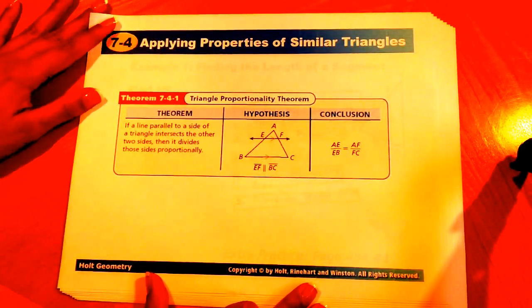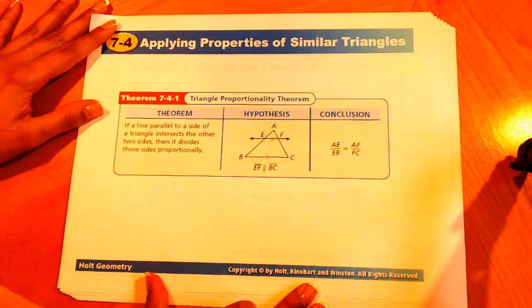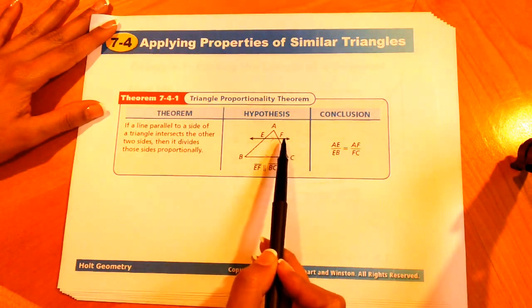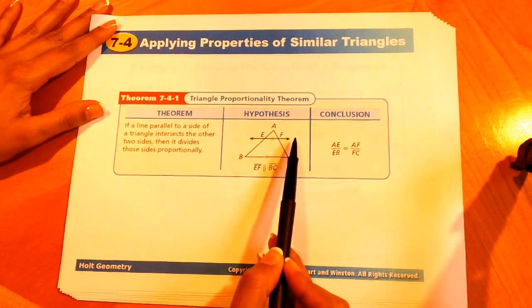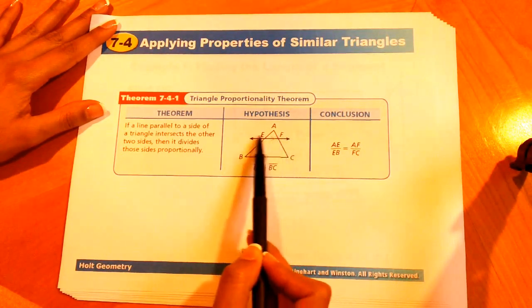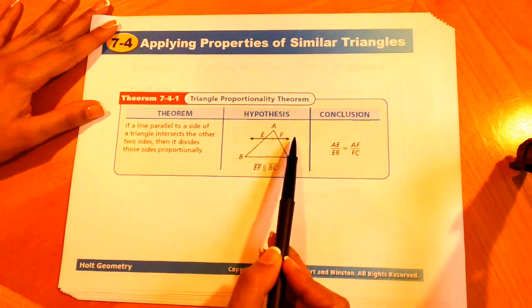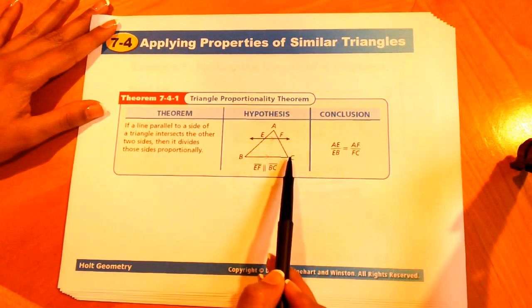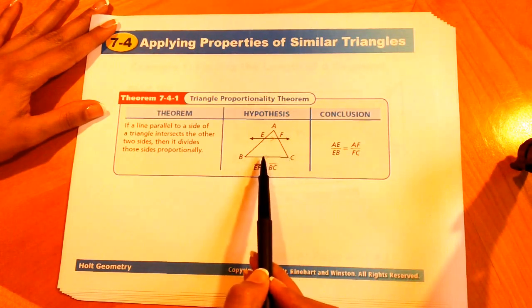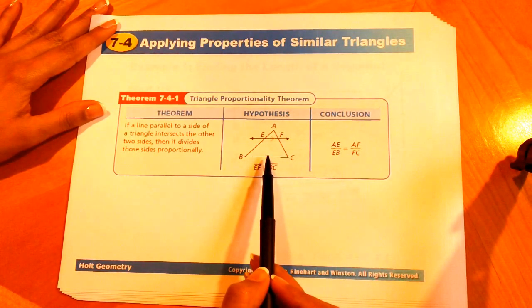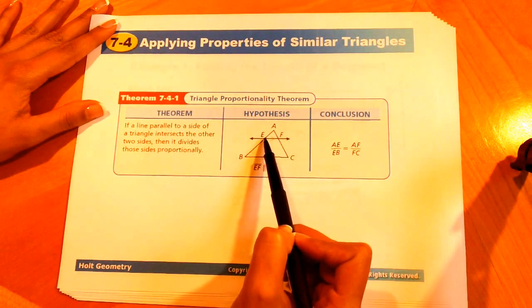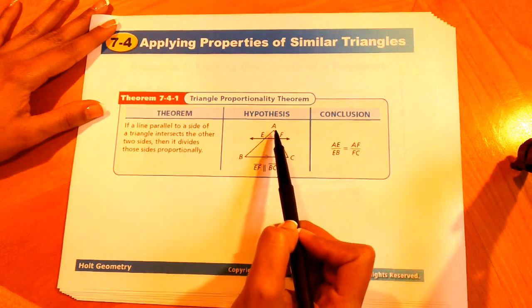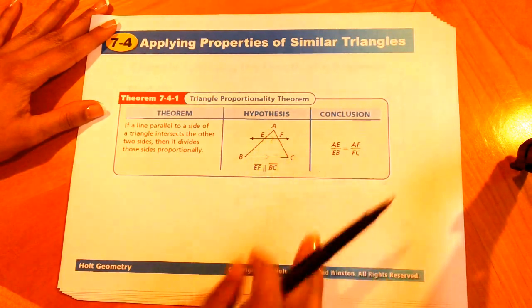Your first theorem is the triangle proportionality theorem. This theorem says that if the line that is essentially a transversal through your triangle is parallel to the opposite side, then you're able to make two ratios into a proportion. So AE to EB is equal to AF to FC.